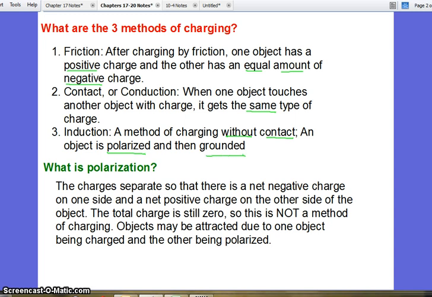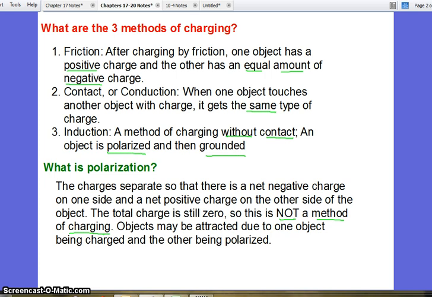Now we have to understand what it means to be polarized though. To polarize an object means that the charges separate so that there is a net negative charge on one side and a net positive charge on the other side of the object. The total charge though is still zero, so it's not a method of charging. So this is not what we are doing here. We're not charging the object, we're simply separating the charge.